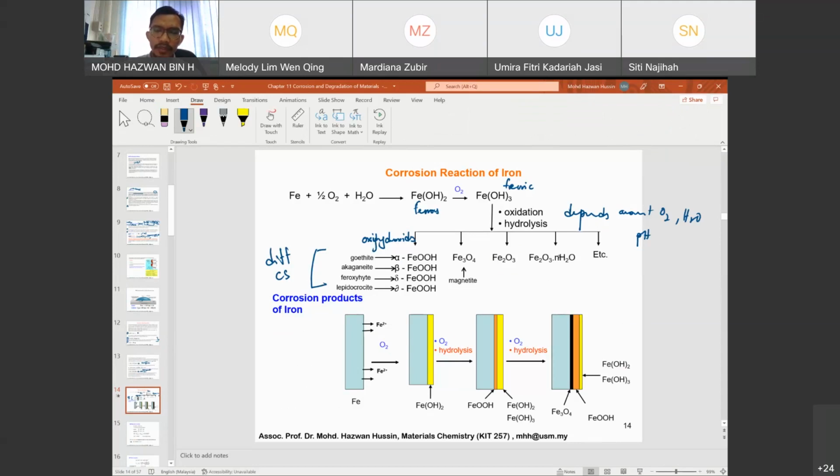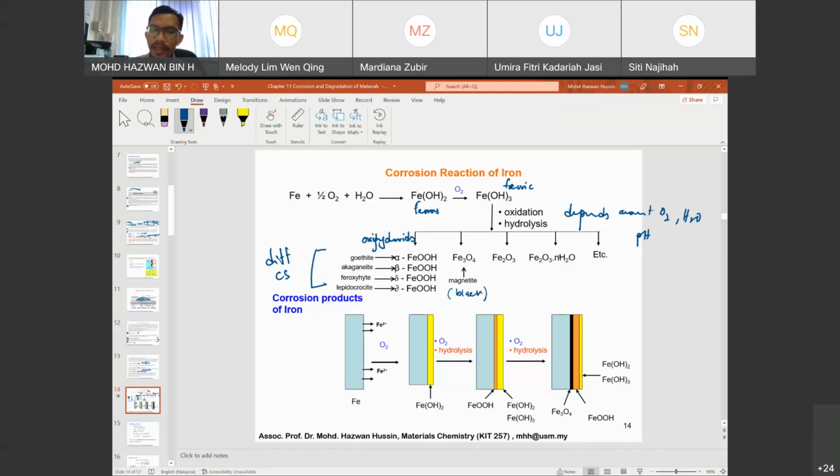Because of the different crystal structure, they have different planes and different lattices, so the names are different. Alpha is always related to goethite, beta is akaganeite, delta is feroxyhyte, and gamma is lepidocrocite. You can have magnetite as the type of iron oxide that forms Fe3O4. This is magnetite, and its appearance is black in color.